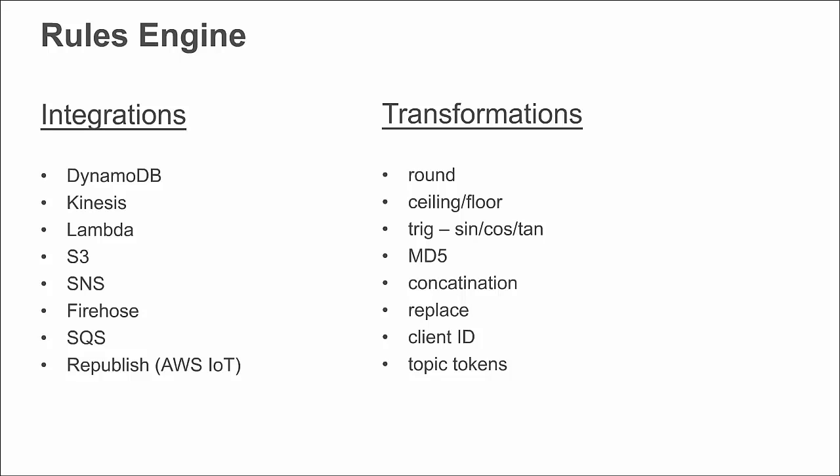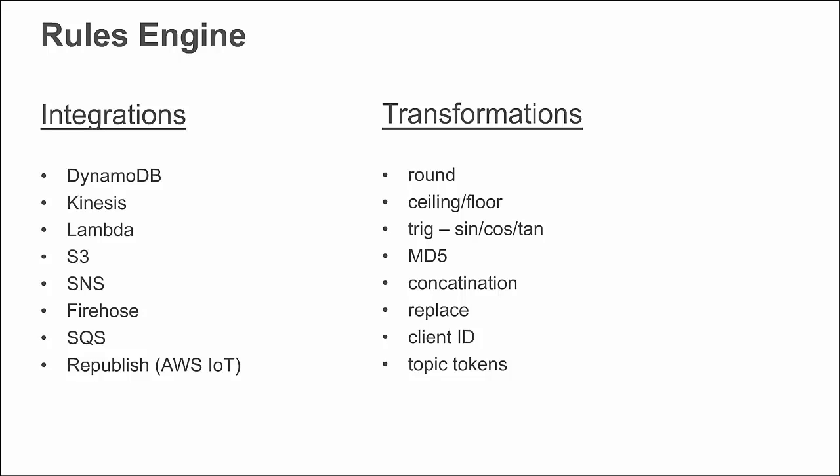As the messages go through the rules engine, there's a lot of transformations and little functions you can run just right in the rule. Things like maybe hashing or math functions. You can do some string functions like concatenation. And I wanted to call out one, just doing topic tokens.